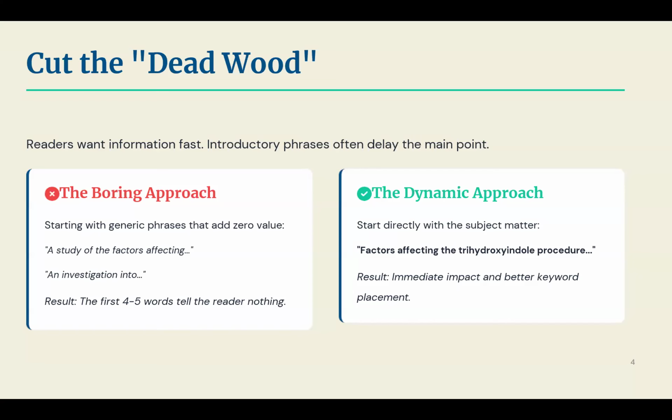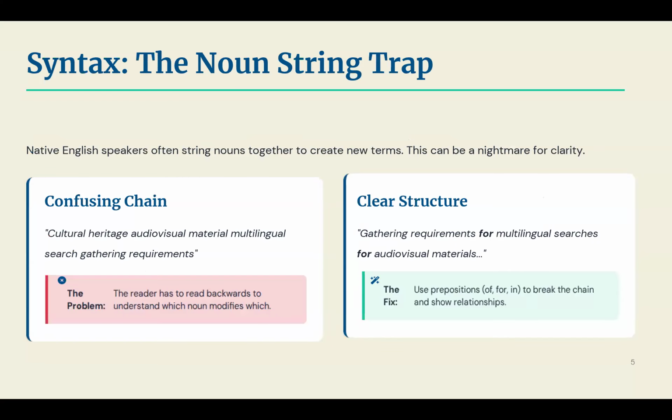The next important thing is your syntax. How nicely you line up your words in such a way that is comprehensible enough to your reader. As you quite correctly know, most of the reviewers of Q1, Q2 journals or other peer-reviewed journals in the world are native English speakers. So, native English speakers often string nouns together to create new terms. This can be a nightmare for clarity.